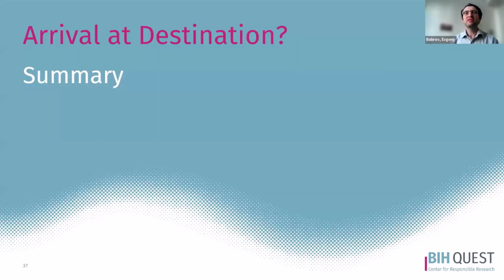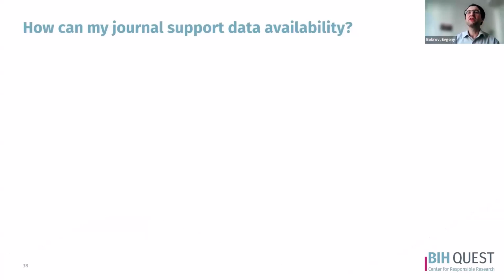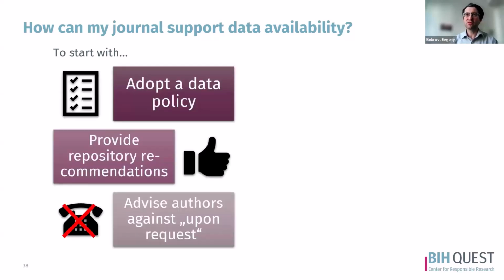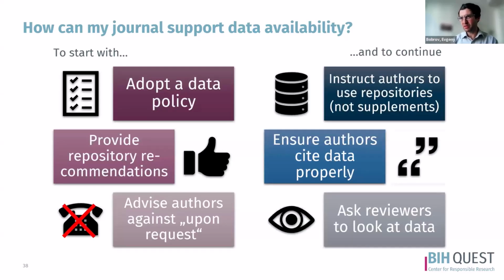So I hope that along the trip, everybody had some studies and some arguments and motivations that were new and interesting. And I would like to finish with a very brief summary of what I would recommend journals can do with regard to data availability. To start with, I would recommend to adopt a data policy, to provide repository recommendations, and to advise authors against using upon request statements. And if you want to go further, I would recommend to instruct authors to use repositories and not just supplementary data, which is, I think, still a relatively early thing to do.